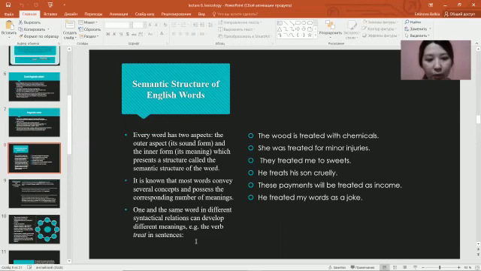For example, the verb treat. In the sentence "The wood is treated with chemicals," it means that the wood was given chemicals. "She was treated for minor injuries." "They treated me to sweets" means that they gave me sweets. "He treats his son cruelly" means the attitude of the father was cruel to his son. "These payments will be treated as income" means it will be considered as income. "He treated my words as a joke" means that he took my words as a joke.